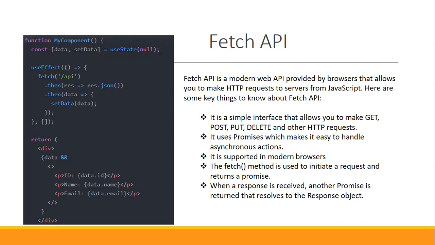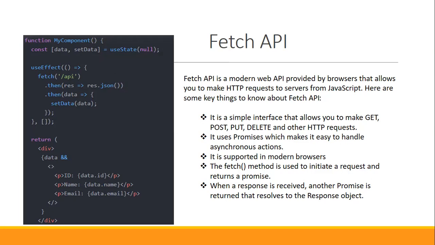So it uses promises, which makes it easy to handle asynchronous actions. Normally we need to provide async and await and all these things by means of promises. But the Fetch API handles all of that by default. We don't need to worry about it. We just have to follow the related syntax as per our requirement. The fetch method is used to initiate the request and it returns a promise to you.